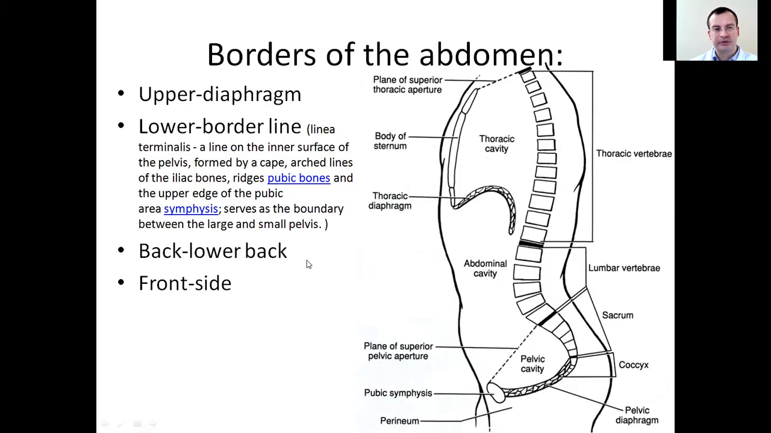So the borders of the abdomen: upper, the diaphragm; lower, the borderline, linea terminalis. It is a line of the inner surface of the pelvis formed by the cape, arcuate lines of the iliac bone, the pubic bone, and the upper edge of the pubic symphysis. It serves as the boundary between the large and small pelvis. Then back, lower back, and front side.